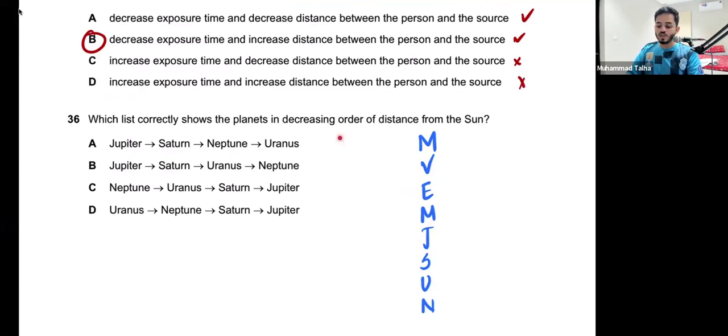So it's decreasing order of distance, right? So it's decreasing order. So this is the closest. So here we're really going the opposite way around. So Neptune, Uranus, Saturn, and Jupiter, this is absolutely correct. That is exactly what we're going for. If you try out any other combination, it's just not going to work here. So it was decreasing order.